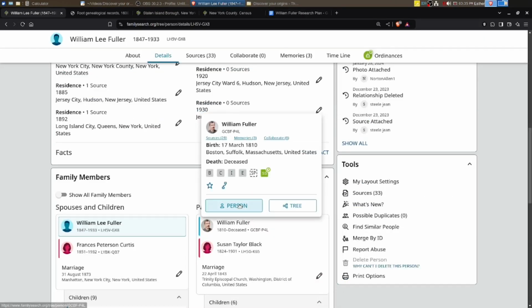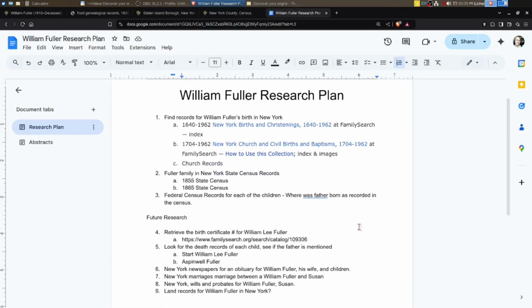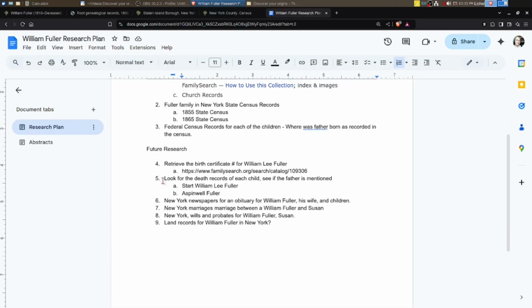I'm going to go back to William Fuller's page here. And you can see I've got the beginnings of this research plan. You'll just need to go through each of these things and see what you can find. I have some additional future research here, which would include looking at the death records for the children. So I want to find death certificates for the children because they may name the father and where the father was born. We want to look for New York obituaries for William Fuller and his wife.